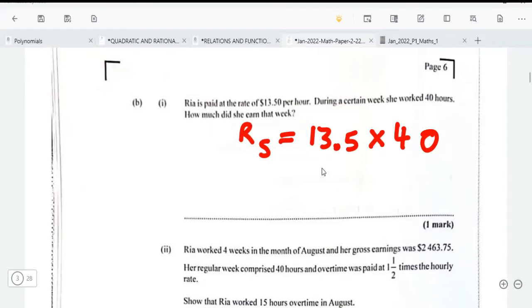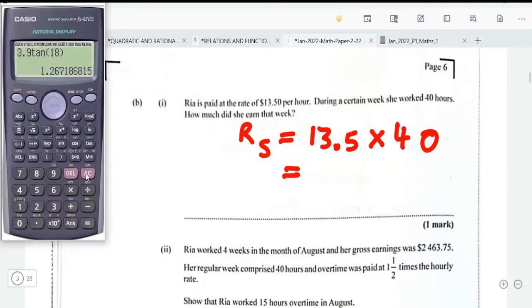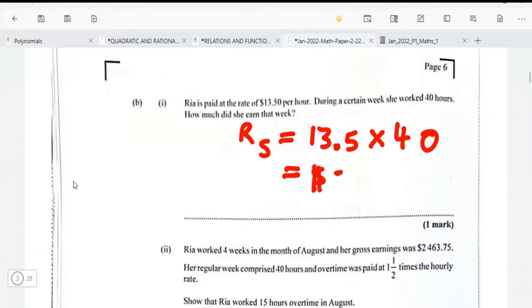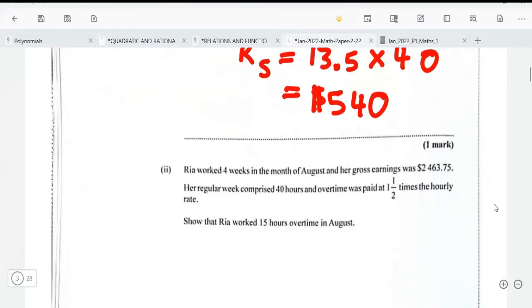And how much did she earn? We put that in our calculator: 13.5 multiplied by 40. That is giving us $540. So that's how much Ria made in her week. She worked 40 hours, she made $540. That's Ria's salary for the week.